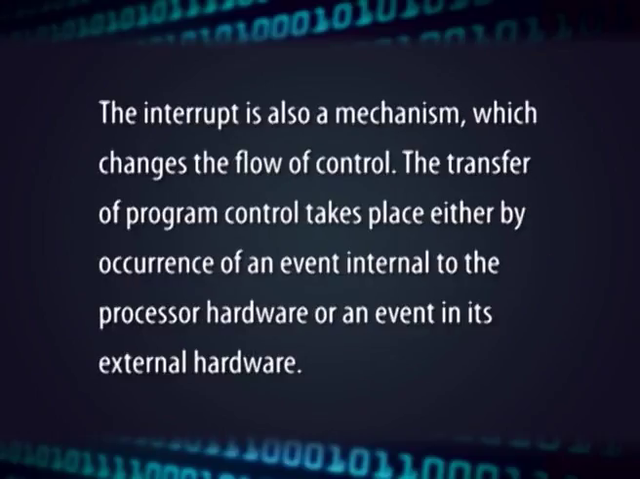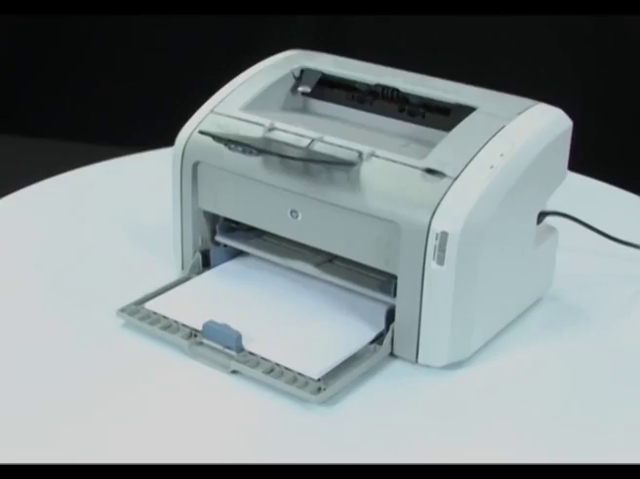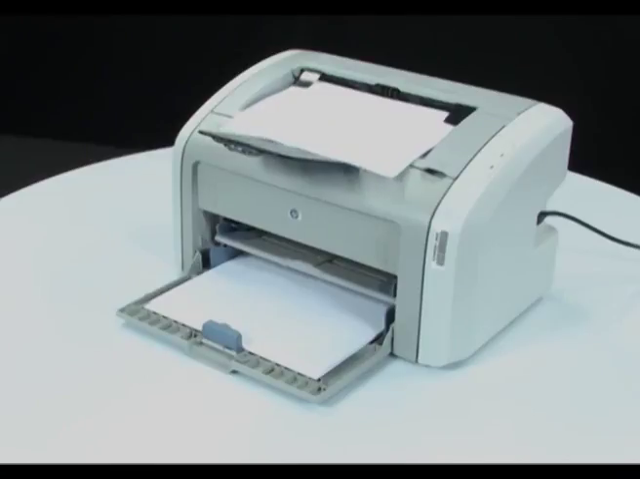The interrupt is another mechanism which changes the flow of control. The transfer of the program control takes place either by the occurrence of an event internal to the processor hardware or an event in its external hardware. For example, when an external device like a printer finishes the printing of the pages sent earlier, it makes a request for sending new pages through an interrupt.